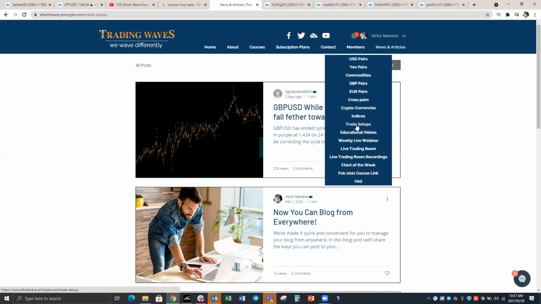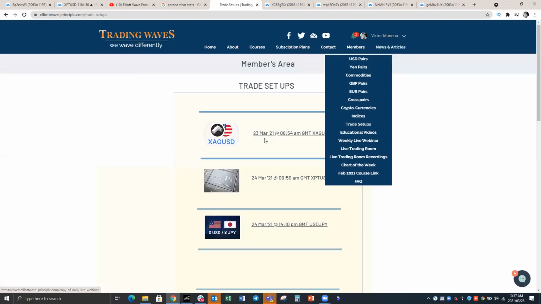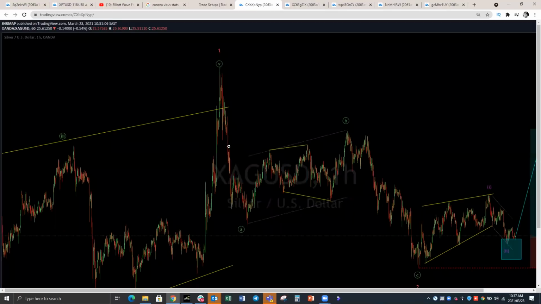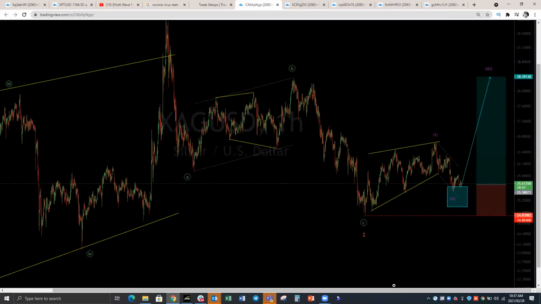Trade setups. The first one that I was showing you was silver. We were looking for silver to push higher from here. It has not taken off. It has actually gone and hit our stop here around these levels. So we'll be looking for another entry, at least a reversal to around these levels before we push to the downside. So that is silver. That has not taken off.